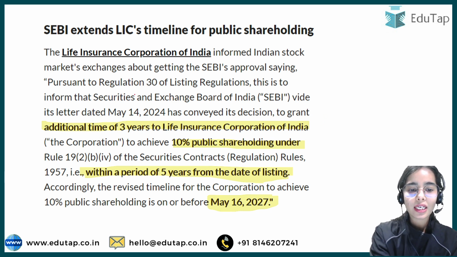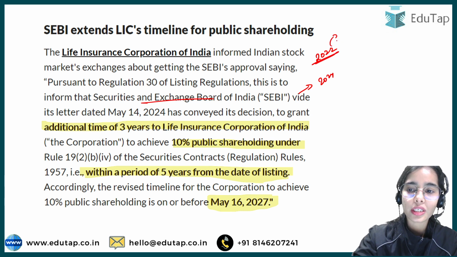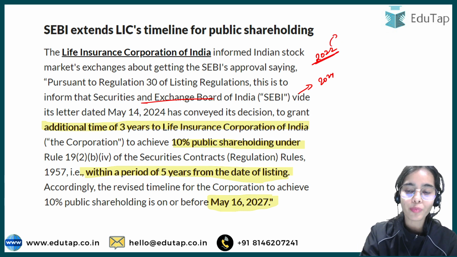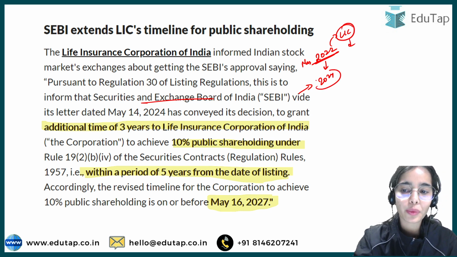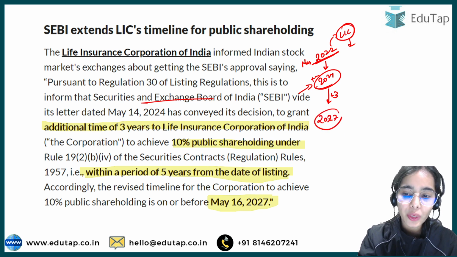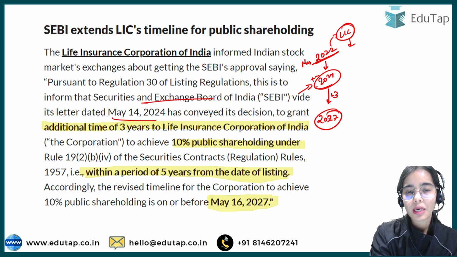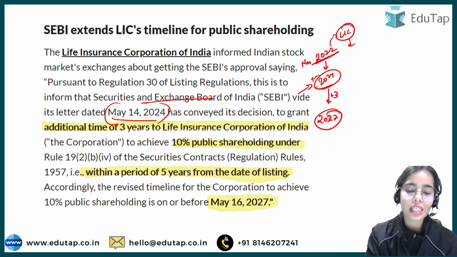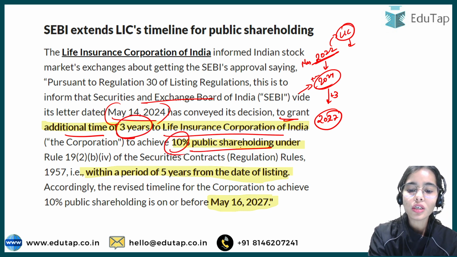So this is the news article that the SEBI had provided the timeline that the LIC, which got registered in the Bombay Stock Exchange and National Stock Exchange in May 2022, had to get 10% minimum public shareholding by May 2024. But now a 3-year extension has been given, that is, by 2027. Now by 2027 the LIC has to have 10% minimum public shareholding. In May it was conveyed by the SEBI that by May 14, 2024 the LIC has to have 10% public shareholding. But now the decision of the SEBI has been conveyed that the SEBI has granted additional time of 3 years to the LIC to achieve 10% minimum public shareholding.